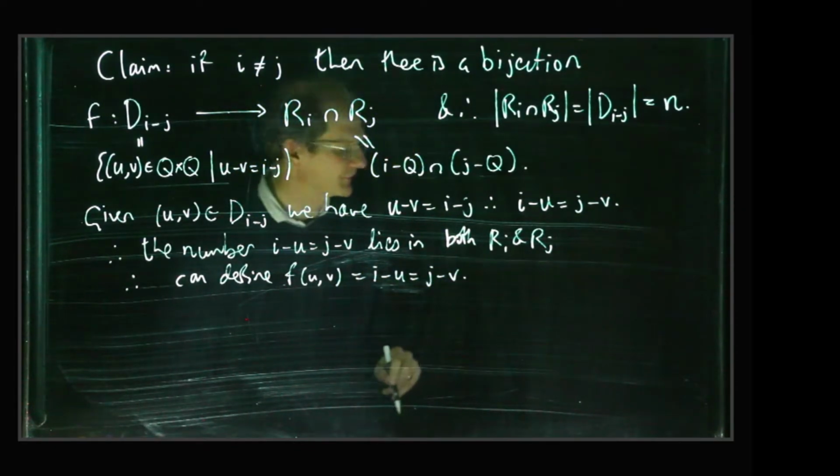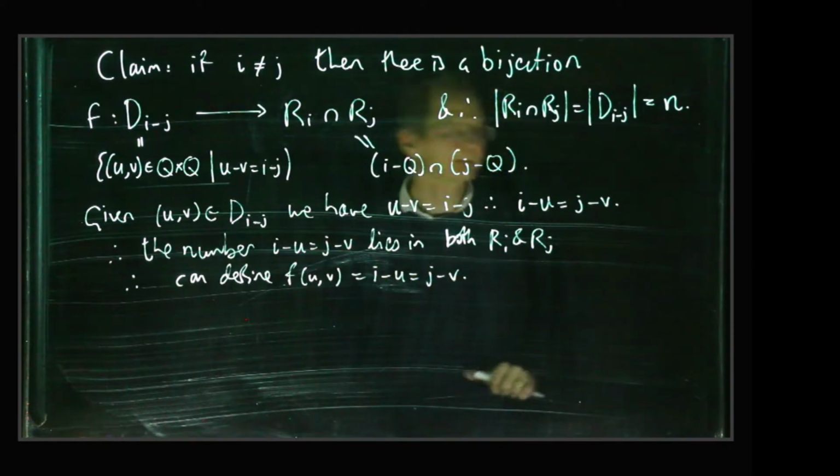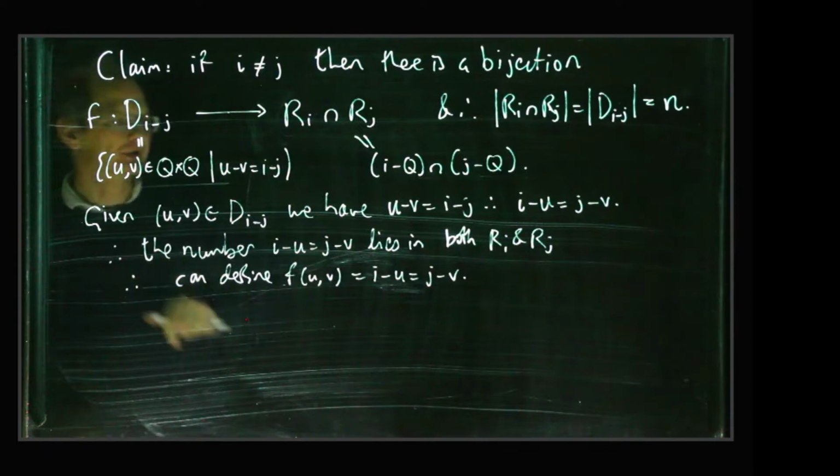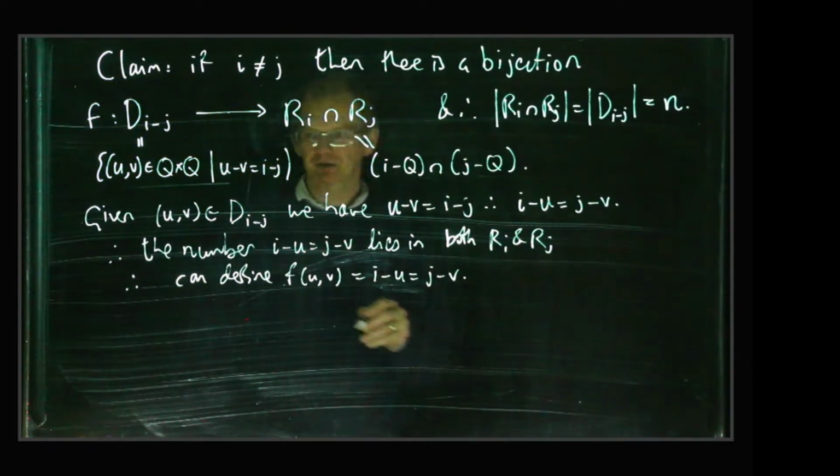Okay, so we just define f of (u, v) to be this number. And so that lies in R_i intersect R_j. So we've at least got a function like this in the opposite direction.